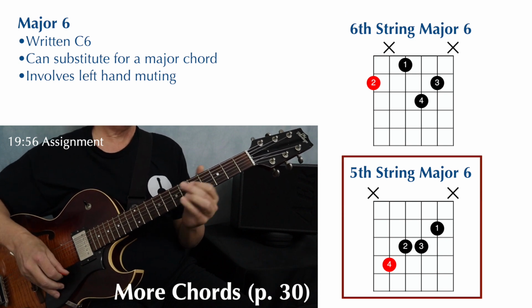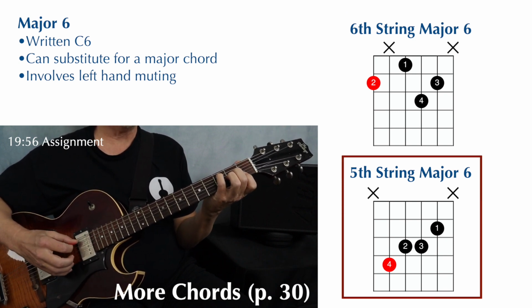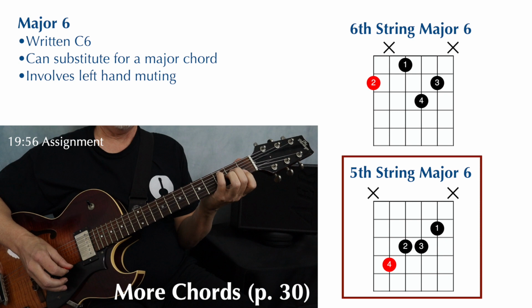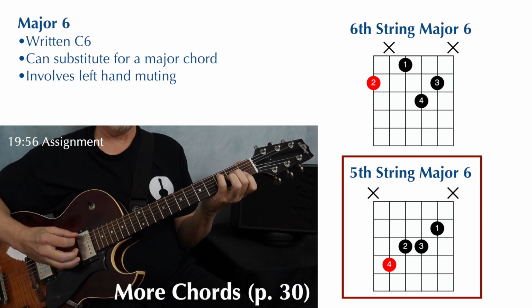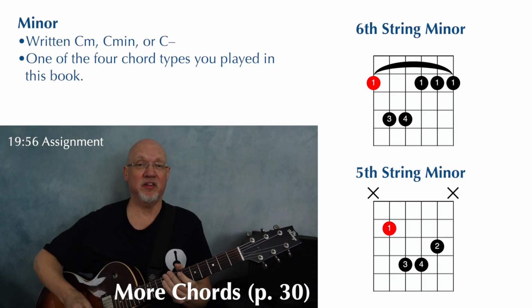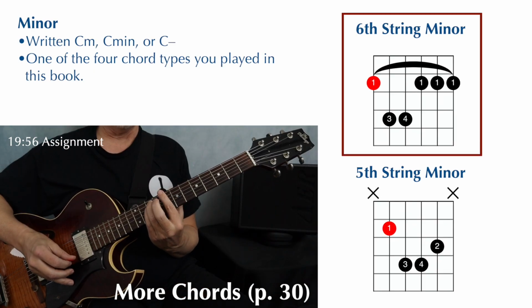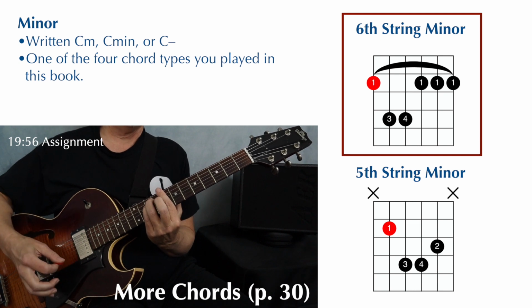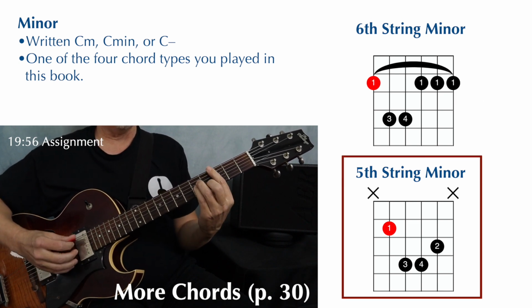And another major 6 chord with the root on the 5th string, finger 4, 2, 3, and 1, and we're muting string 1 and muting or just not playing string 6. The minor shapes, we've studied these in the book. I'm just going to play them really quickly. Here's a minor shape with a root on the 6th string, and a minor shape with a root on the 5th string.